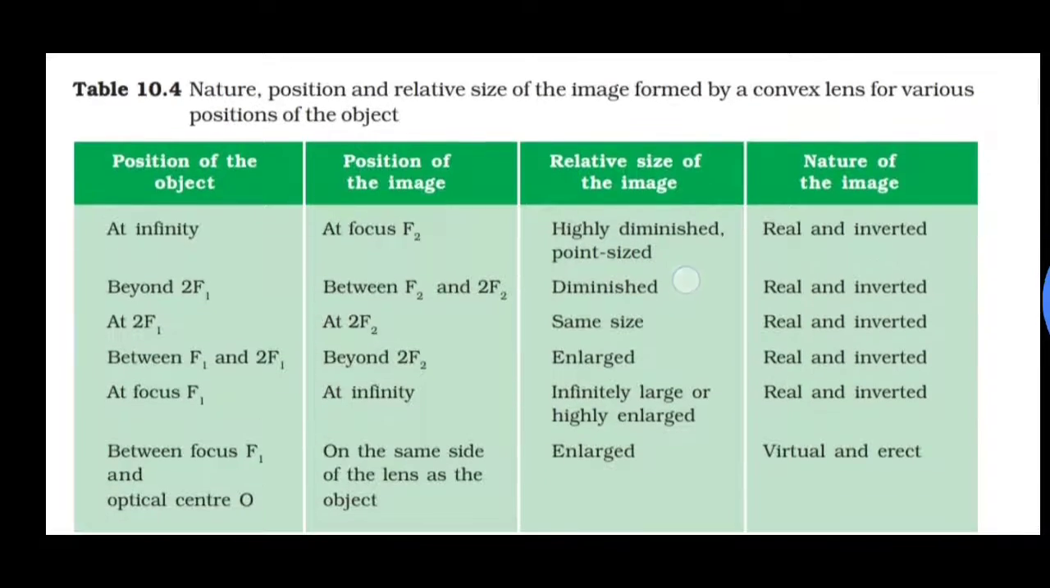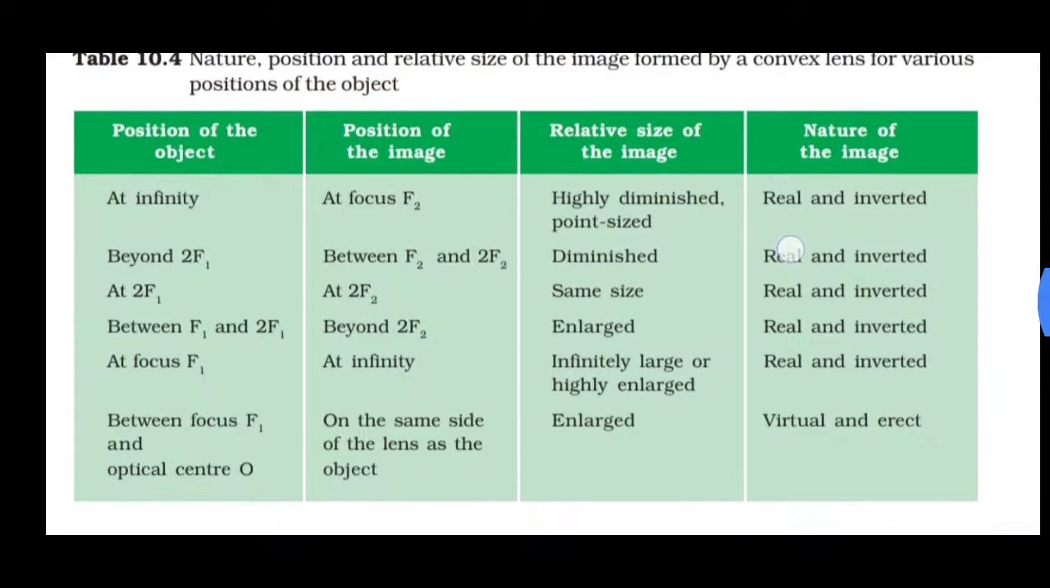Now let's see the image formation. This is a table which shows the nature, position and size of the image formed by a convex lens. In the concave mirror there were so many conditions, and we did 6 ray diagrams in the concave mirror. So here it is in the convex lens.